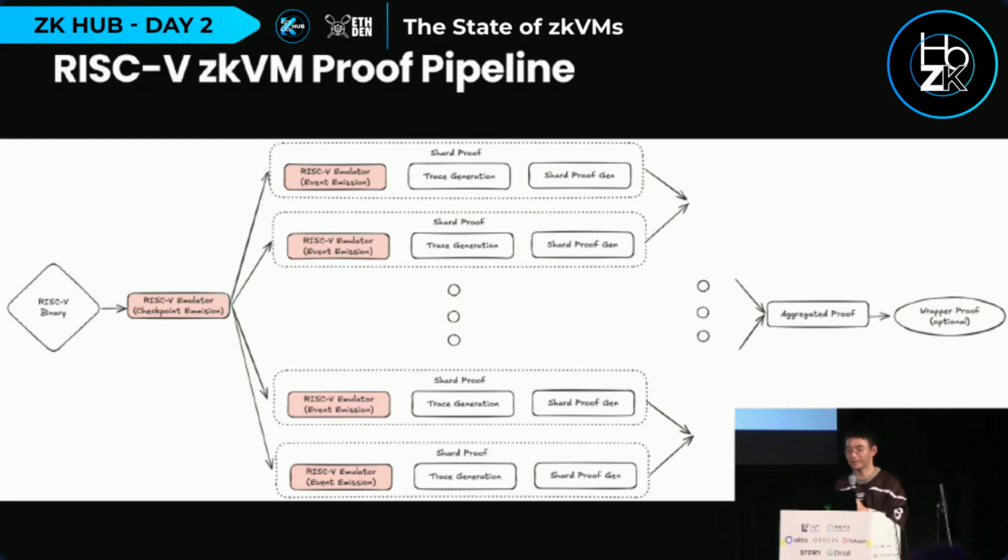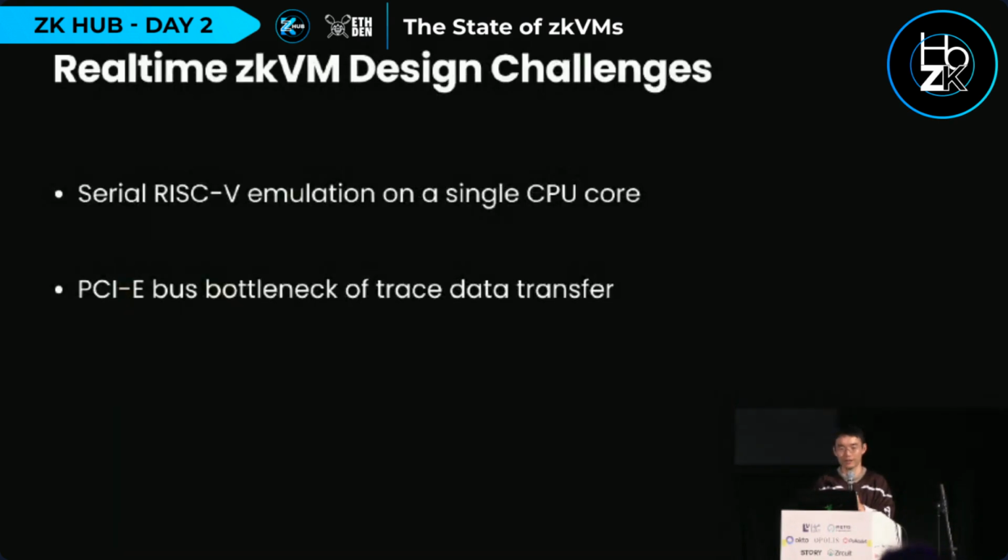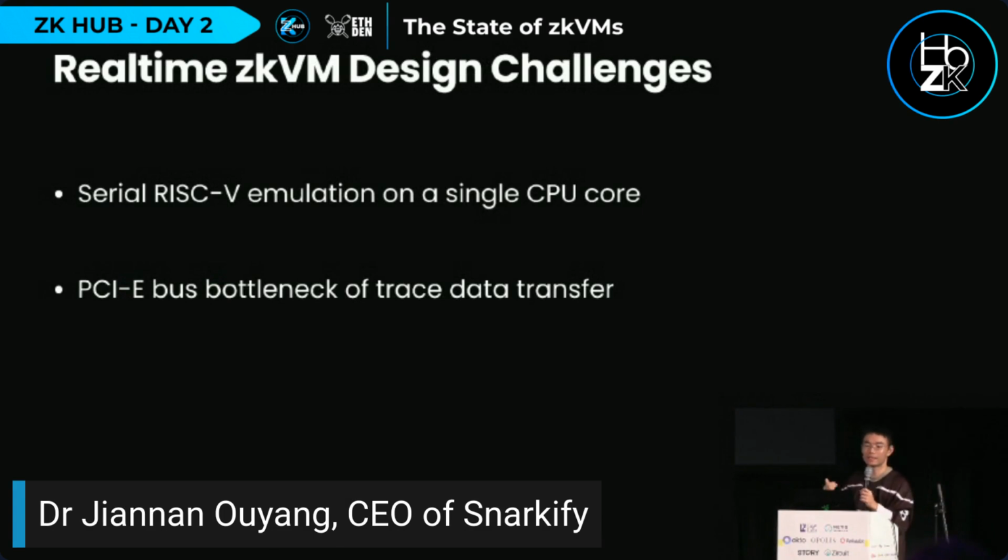That's why, just looking at this RISC-V emulation process, this colored area is 10 times slower than real-time proving. So we have to solve this problem first before we get any closer to real-time proving. Here are the 2 challenges we identified. One is what I just mentioned, the serial RISC-V emulation problem on a single CPU core. The other is the PCIe bus bottleneck of trace data transfer.